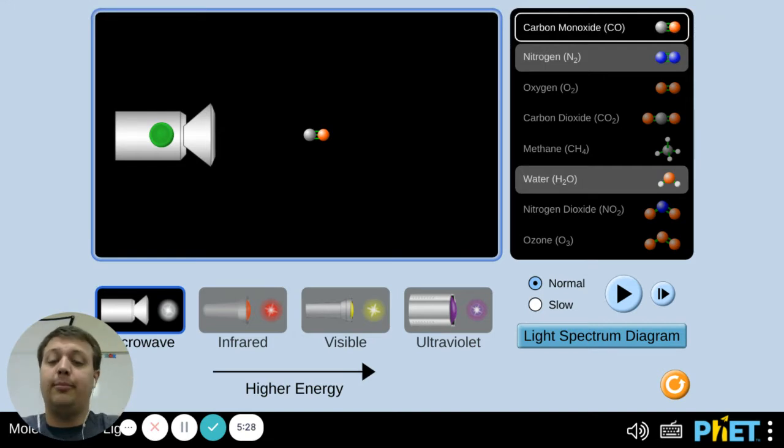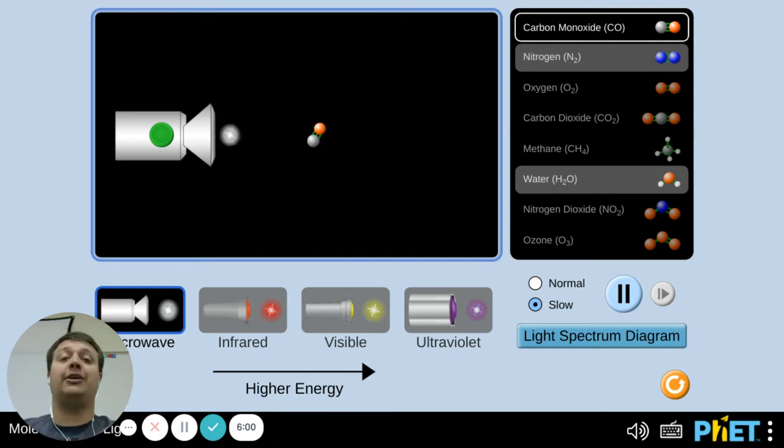So I'm talking about carbon monoxide, and I'm going to shoot some microwaves at it. And so we're going to hit play. And what do we see here? So it's shooting that out, and sometimes that molecule is actually absorbing the microwave. Okay, so we are absorbing the microwave, and as you see, it's changing the rotation of that molecule. Sometimes it rotates clockwise, sometimes it rotates counterclockwise.